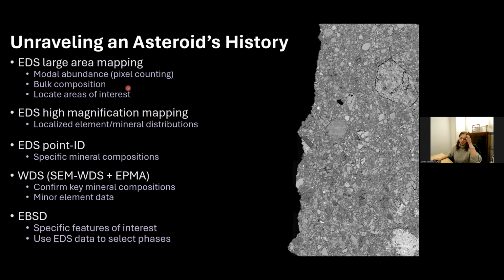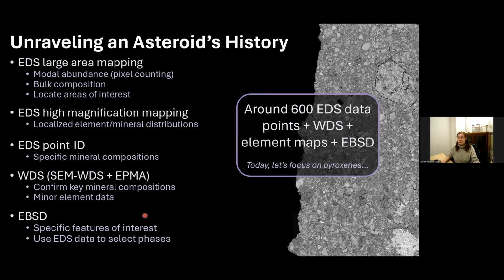But it also lets you find those areas of interest, which you can then go back into with high resolution EDS imaging and point ID. You can also find those areas that you want to do WDS, be it SEM-WDS or EPMA, as well as EBSD. Setting up your experiment in this structure can be really beneficial to make sure you're getting the data that you actually need. So by the end of this, I have about 600 EDS data points, as well as WDS, element maps, and EBSD. There's so much to go through.